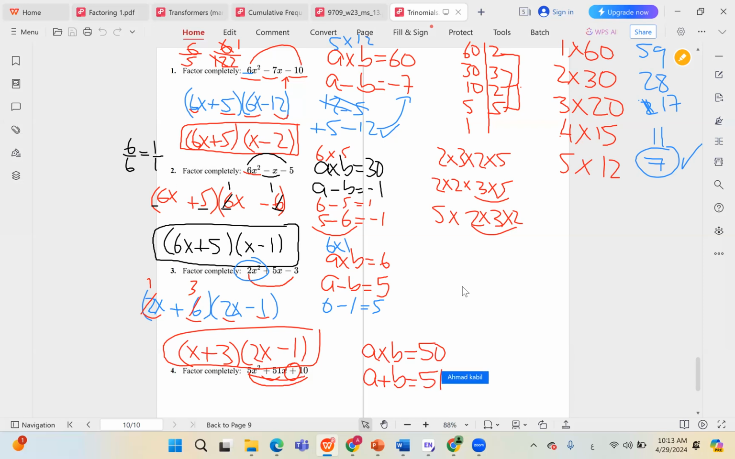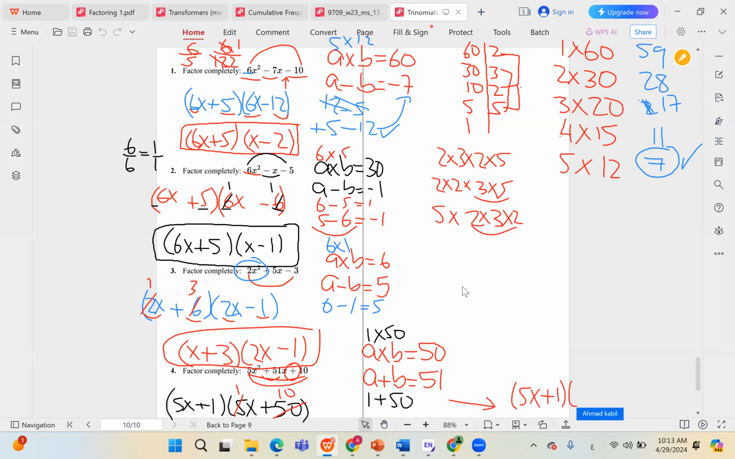Of course, the two numbers are quite obvious. 1 times 50 gives us 50, and 1 plus 50 gives us 51. So we have 5x plus 1 and 5x plus 50. So you can simplify the 5 and the 50. You get 1 and 10. Therefore, the final answer will be 5x plus 1 times x plus 10.